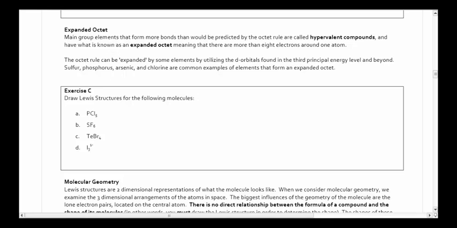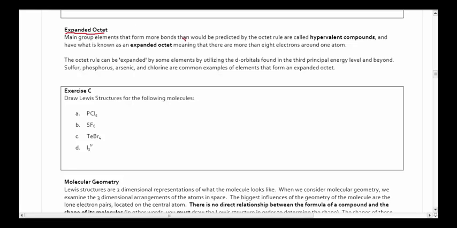Let's take a look at this. You guys know by now we have this game in chemistry: we make rules just to break them. Here's a wonderful example. In this case, you have what's called an expanded octet, and what you see are main group elements that form more bonds than would be predicted by the octet rule. In other words, these are guys that exceed the octet rule.